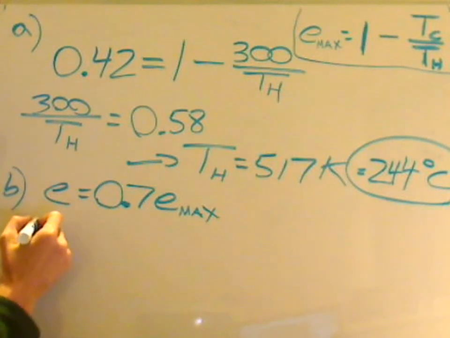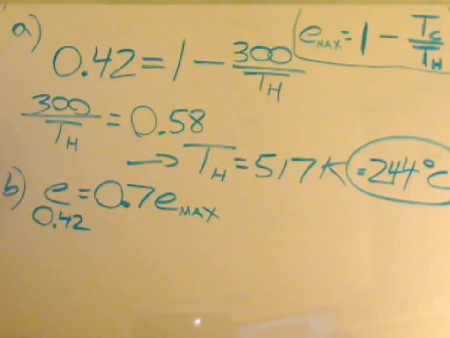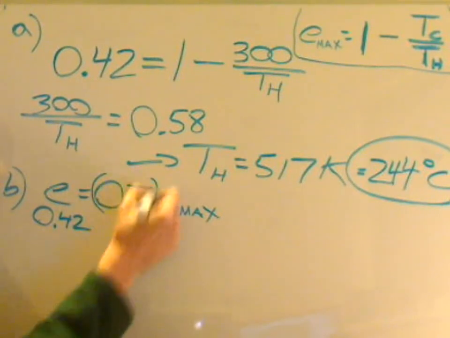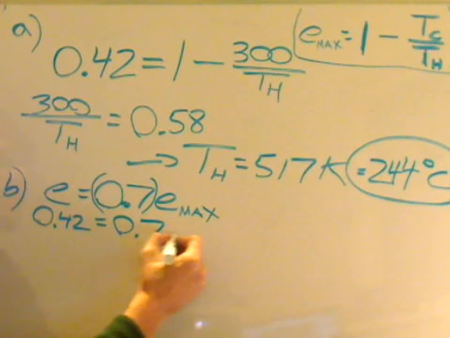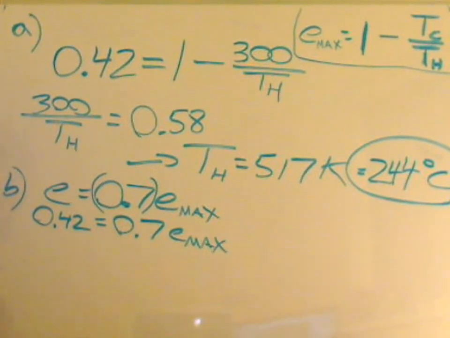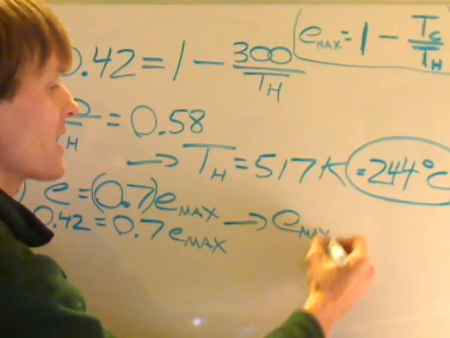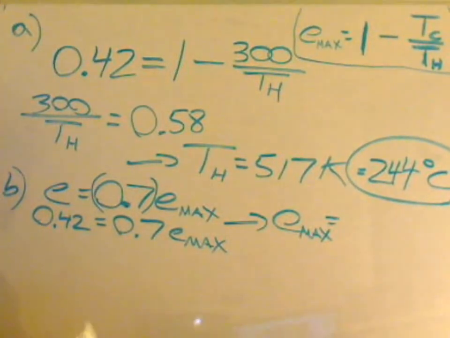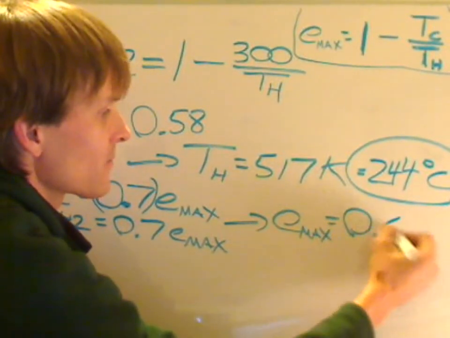Okay? But we still want 42% efficiency here. So we just need to solve this equation. 0.42 is 0.7 times the maximum efficiency. And so that tells you the maximum efficiency of this engine, if it were the most efficient it could be, would be 60%, 0.6.